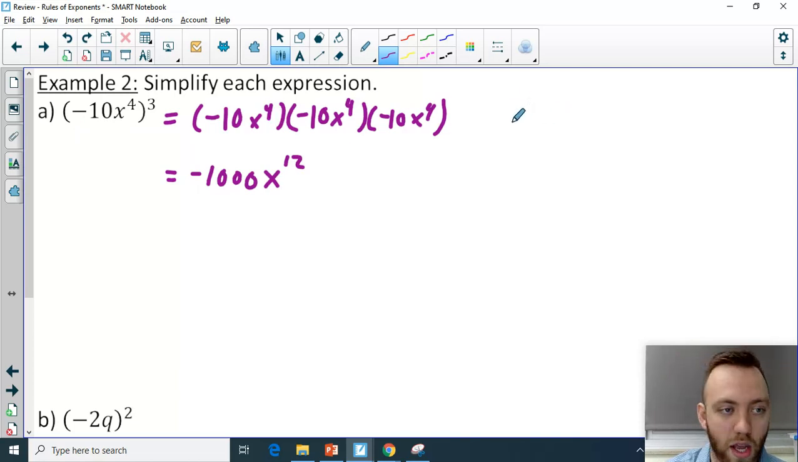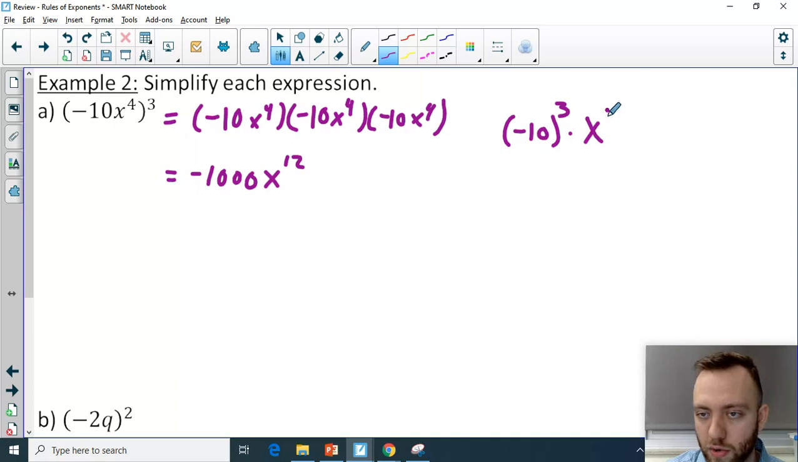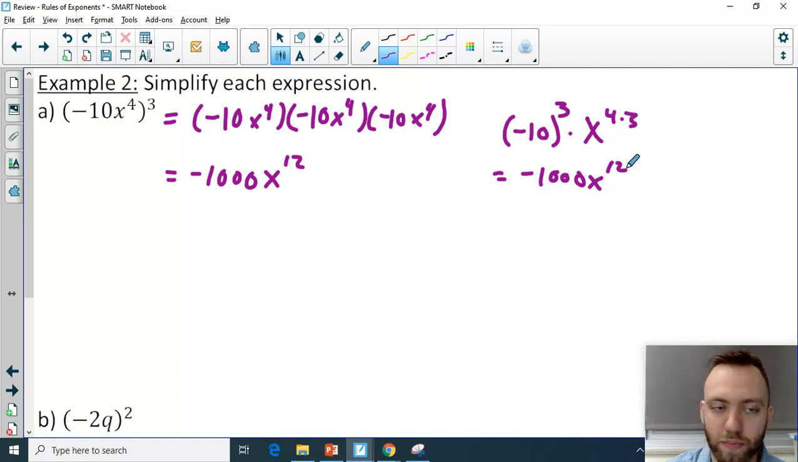And if we were to follow our rule here, we could do the same thing. We could say, well, that means that we're going to have negative 10 to the 3rd times, and then we have x to the 4th to the third, which is going to be 4 times 3, right? Negative 10 to the third is going to be negative 1,000. And 4 times 3 is x to the 12.